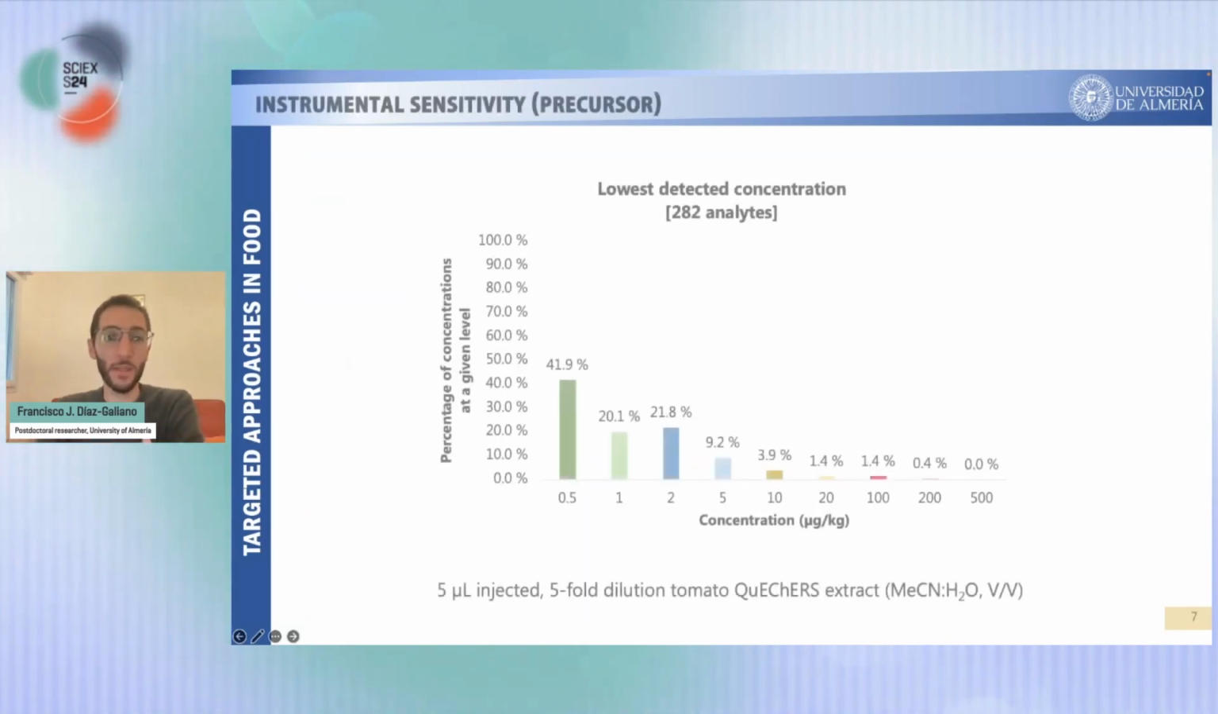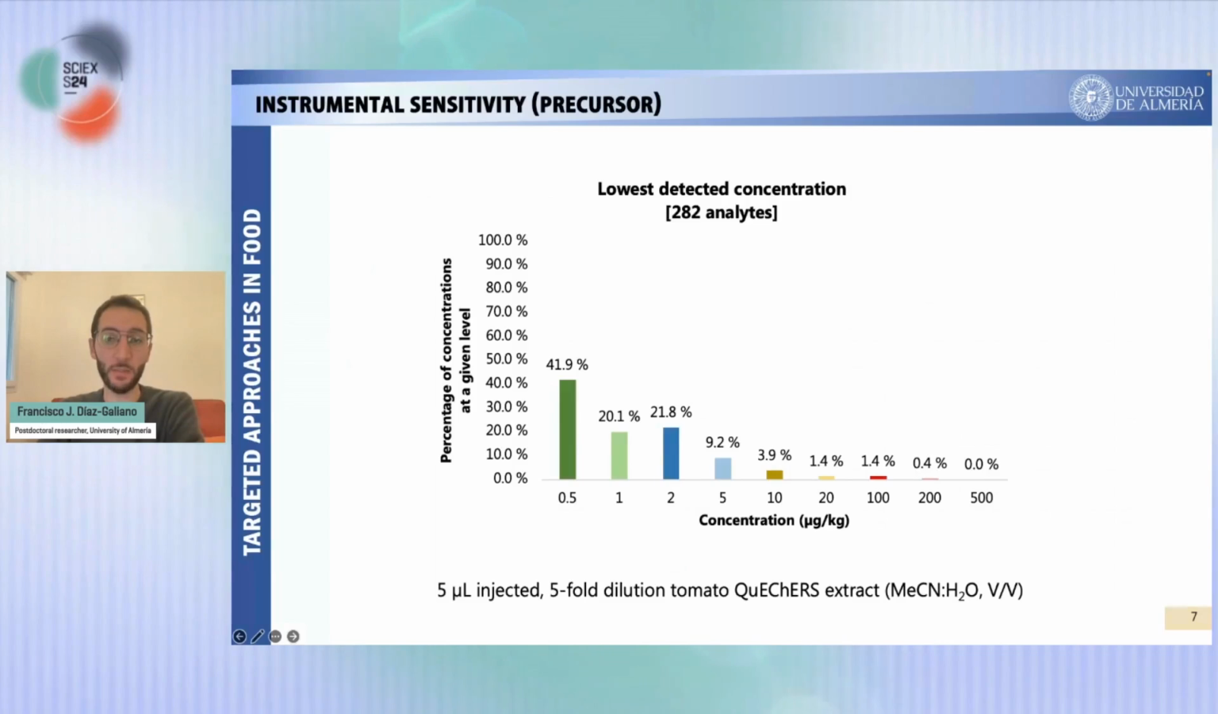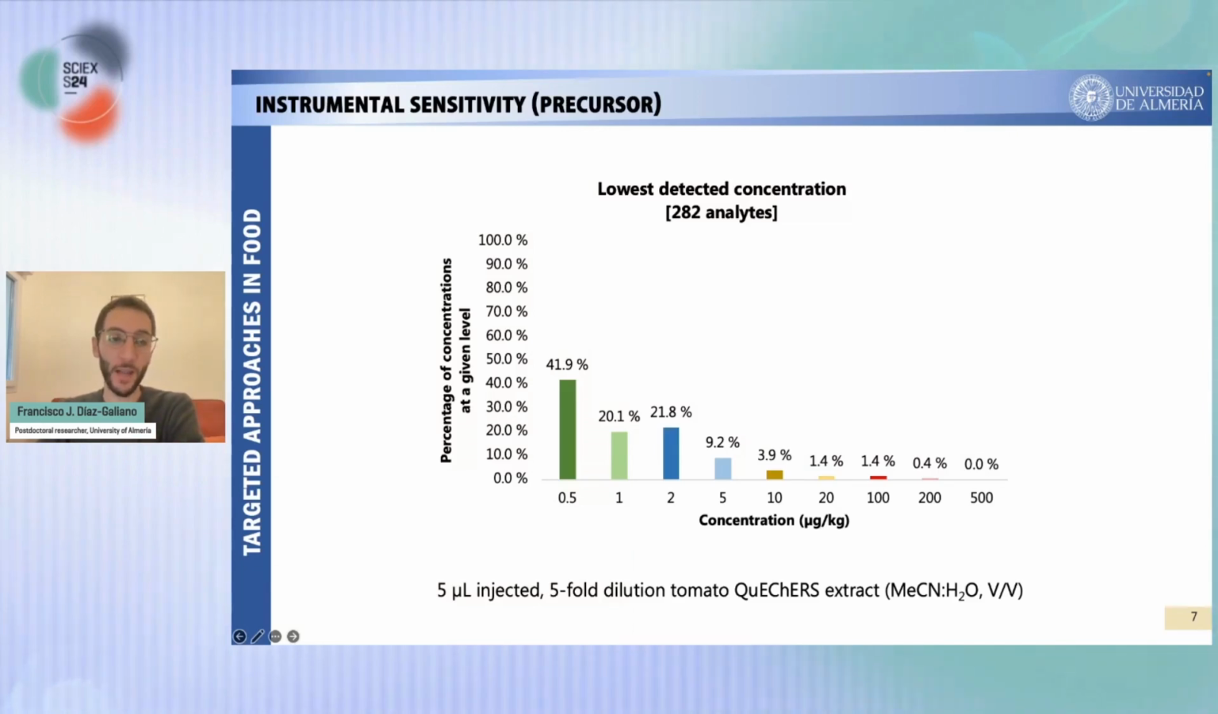So once we had built the database, we began evaluating the performance of the method. First, we prepared a tomato extract using the QuEChERS methodology without a cleanup step. And then we prepared a calibration curve on this blank extract, going from 0.5 micrograms per kilogram all the way up to 500 micrograms per kilogram, or ppbs, as I will probably refer to during this presentation.